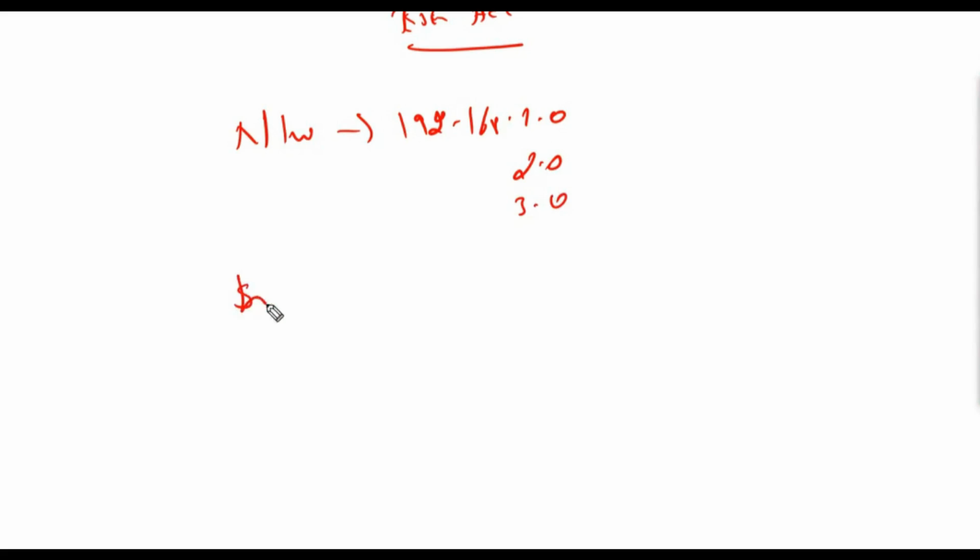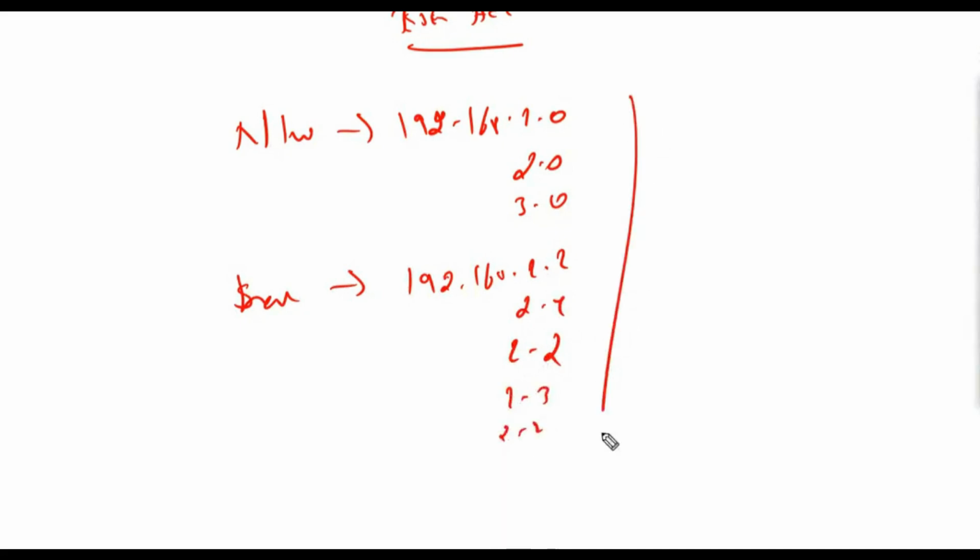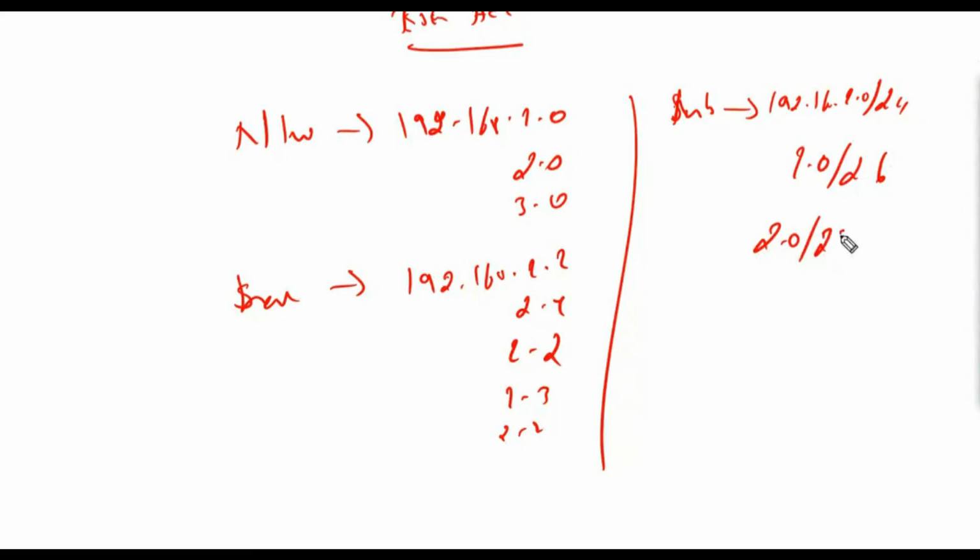And also I can block a particular host, that is 192.168 one network, 2.1 network, or 1.2 network, or 1.3 or 2.1. And also I can block the subnet. For example, 192.168.1.0/24, or I can say 1.0/26 or 2.0/27, like that. So not only this, in extended we have another thing which we can block, which is the service.